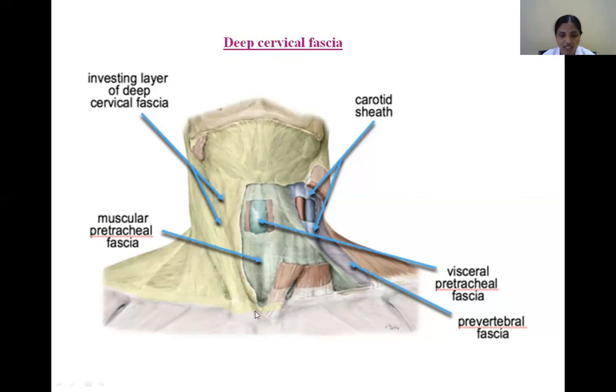Whereas in the lower part, at the suprasternal notch, it is split again, enclosing a space which is known as the suprasternal space. Then along the upper border of the clavicle, it goes to cover the trapezius muscle. Then it goes back to the acromion process, and from the acromion process, back to the vertebra prominens, that is the seventh cervical spinous process. So this is the extent of the deep cervical fascia.